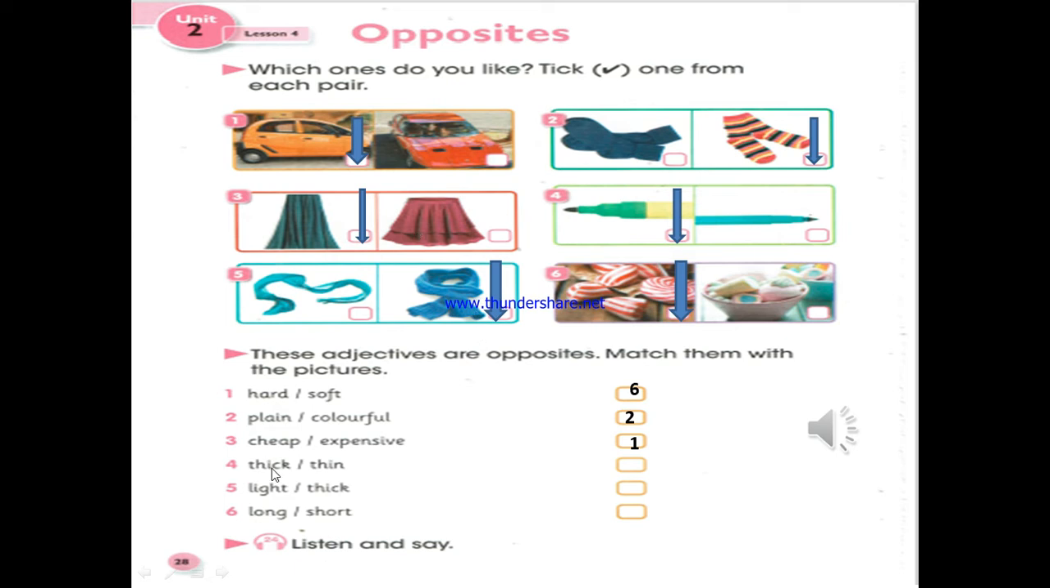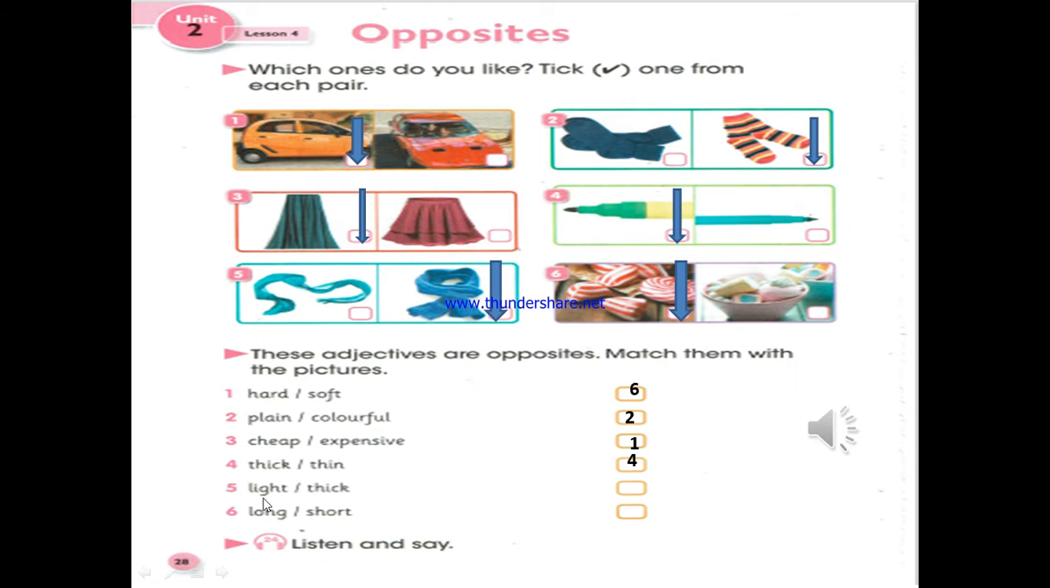Four, thick, thin. Thick, يعني سميك. Thin, نحيف أو ضعيف. Which picture do you think is thick and thin? I think number four, the pencil. Okay, the crayon, sorry, the crayon. This crayon is thick. And this crayon is thin. Thick, سميك, thin, ضعيف.